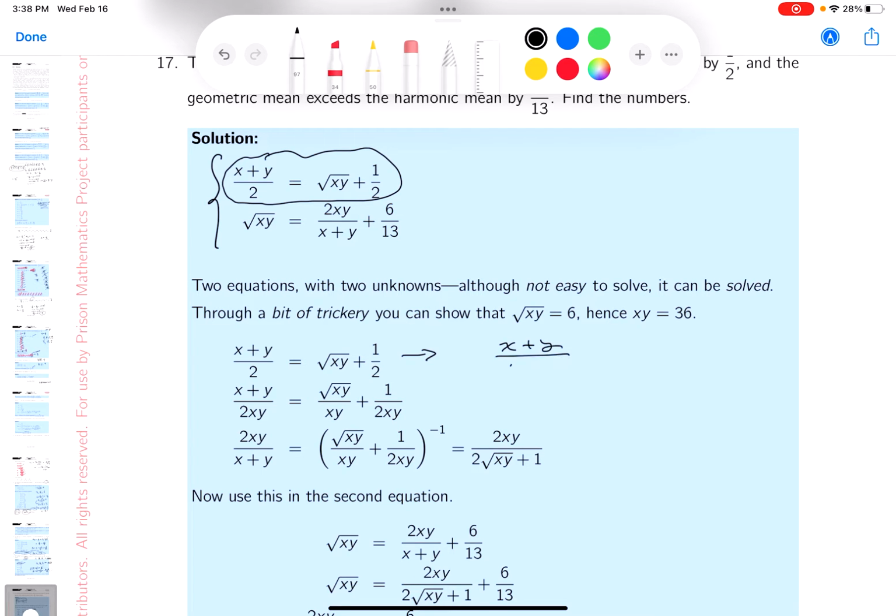xy over 2, and I divide that by xy. I take the root of xy, and I divide it by xy. I'm dividing every term by xy. This is 1 over 2xy.